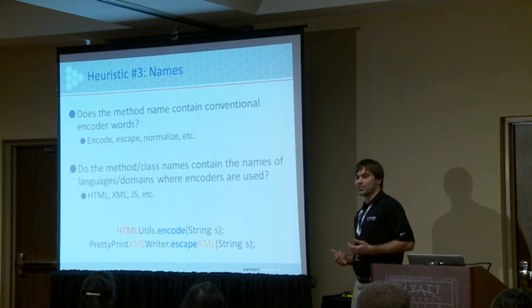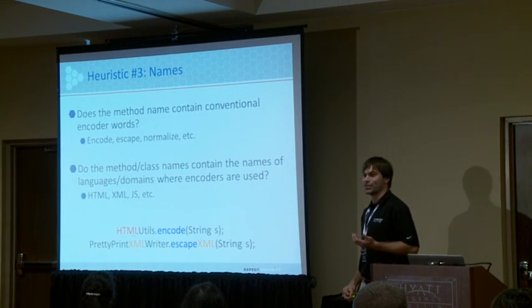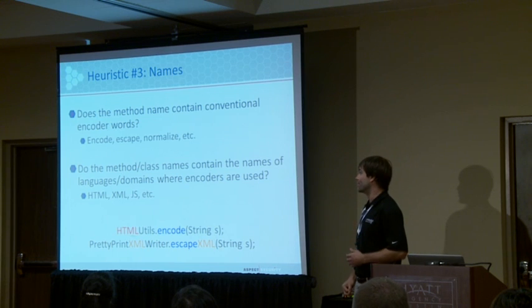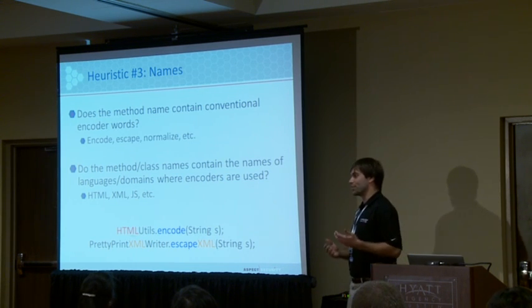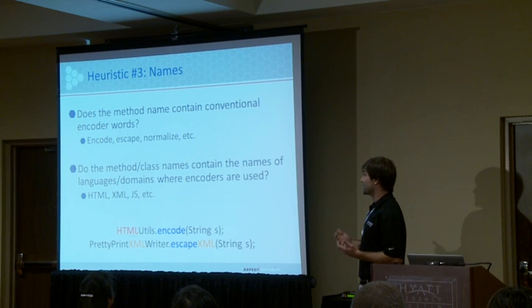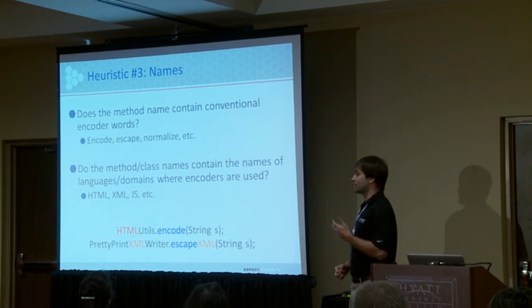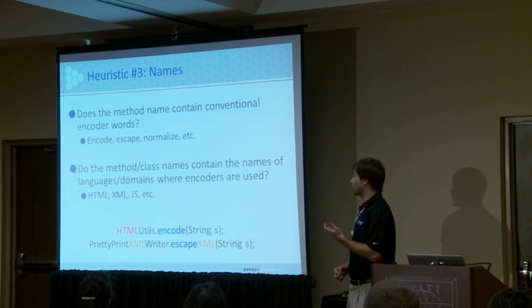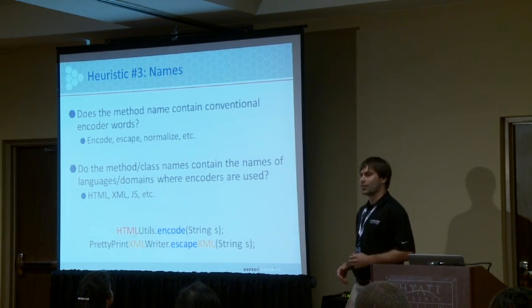The third heuristic almost seems too simple to be effective, but actually we found that it was one of the most effective things at finding which methods were encoders, and that's naming. So most people are pretty conventional with the names they use for encoding type methods. We look for several different words that are often used. Obviously, encode, and then escape, normalize. Several others are used in the vast majority of encoder methods.